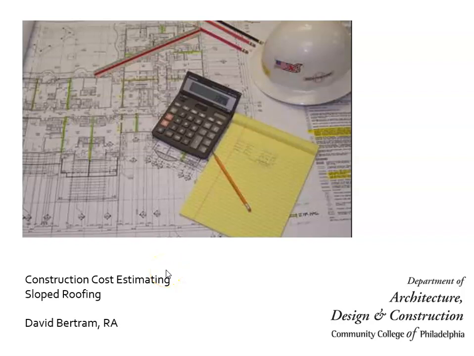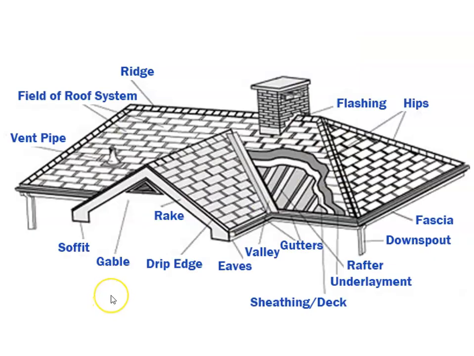Greetings. In this video, I'm going to discuss the components of sloped roofing and how to do quantity takeoffs for them. Sloped roofing is the alternative to flat roofs. This is a sloped roof system that we see here. Most residential houses have sloped roofs, as do other low-rise buildings. The whole purpose of the roof system, and there are numerous components to it, is to shed water, of course, and protect the house.